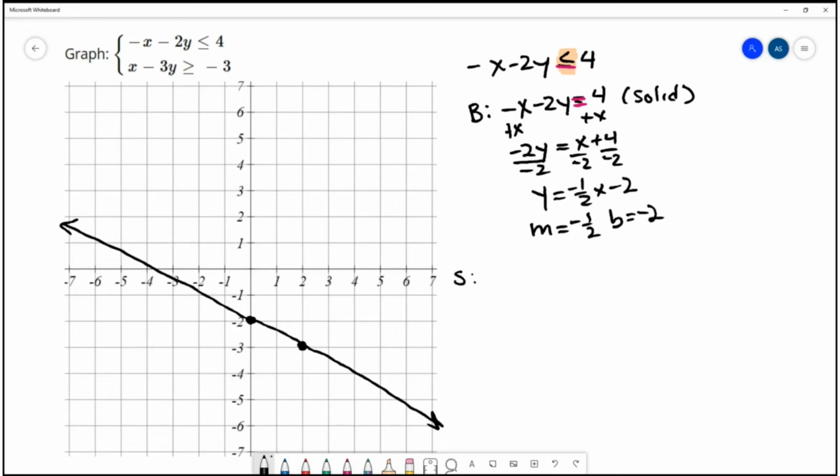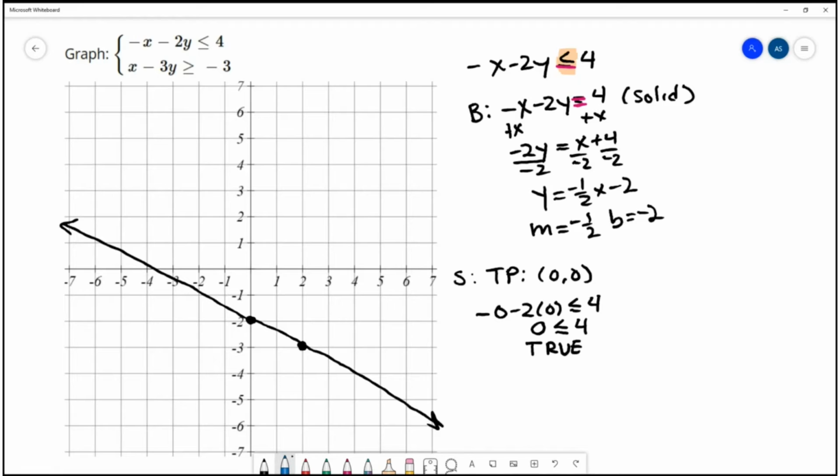Now to do the shading, you want to choose a test point. And you can choose any ordered pair you want, except for ordered pairs that are on the boundary line. Most people like to choose 0, 0 as the test point. You're going to substitute that test point into your inequality. We have negative 0 minus 2 times 0 is less than or equal to 4. The whole left side is 0, less than or equal to 4, and we check to see, is that a true statement or a false statement? 0 is less than 4, so that's true.